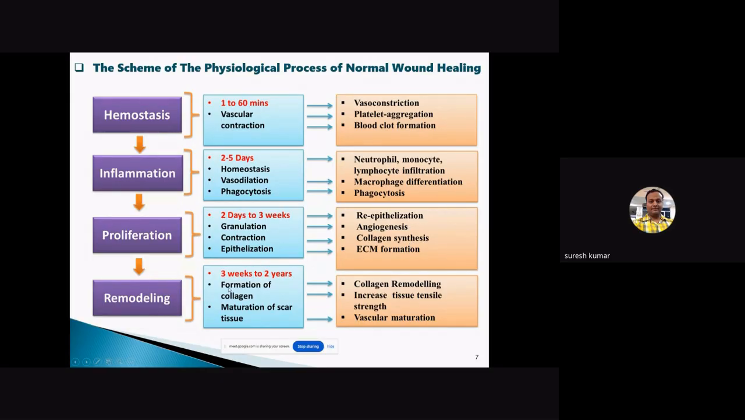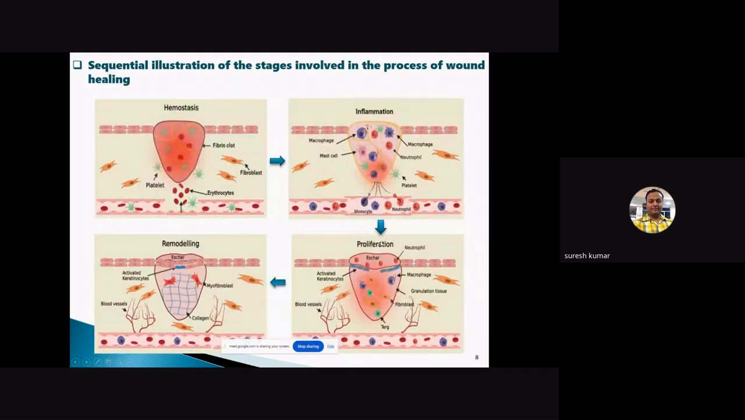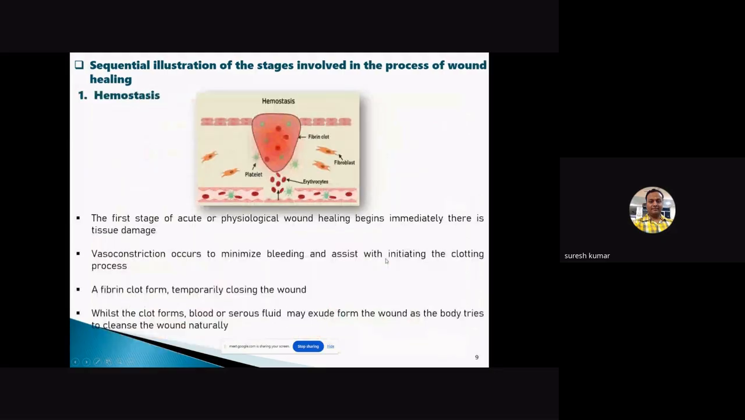The last phase is the remodeling phase, which takes 3 weeks to 2 years depending upon the injury and also the condition, where maturation of the scar tissue and increase in tissue tensile strength, vascular maturation, and collagen remodeling happen. So these are the 4 different phases happening in wound healing. These are the sequential illustration of the different stages which I have been talking about: hemostasis, inflammation, proliferation, and remodeling.